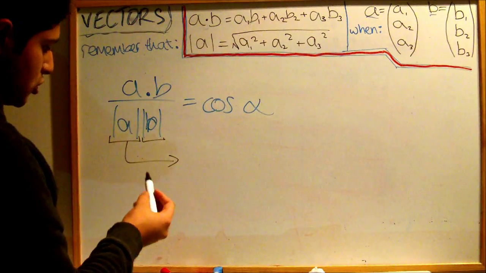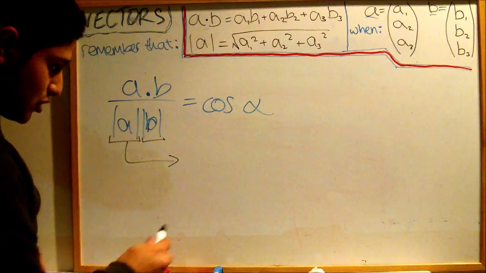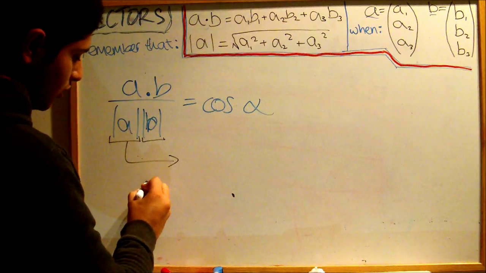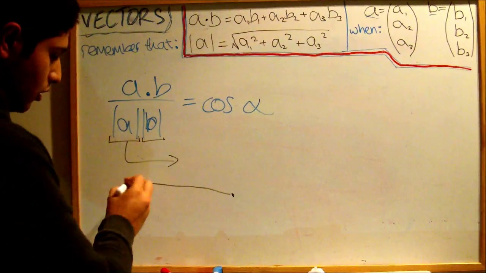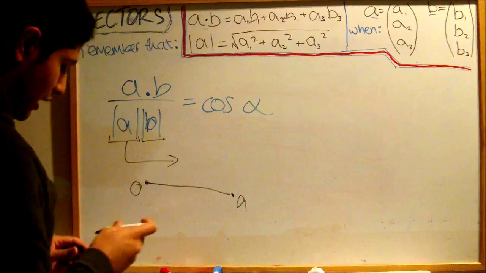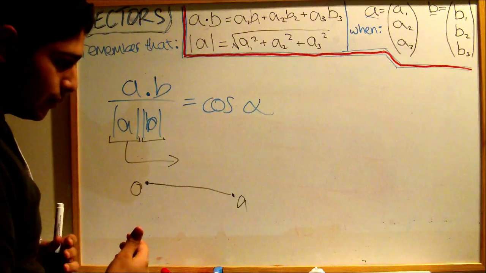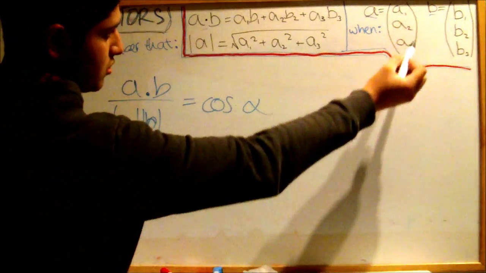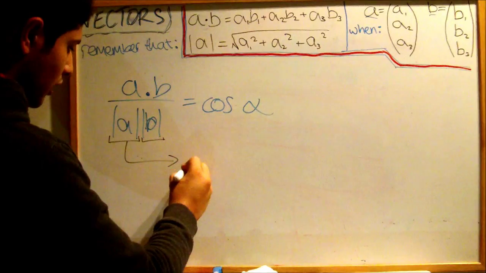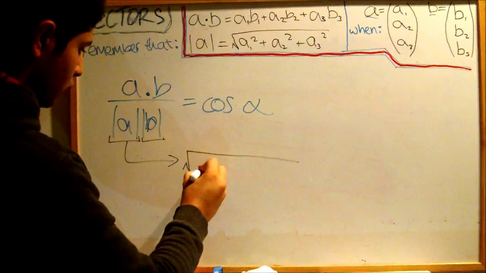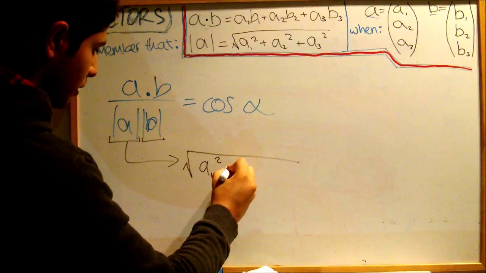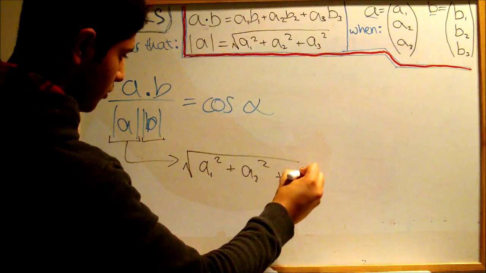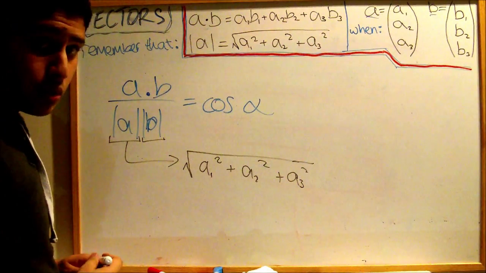Just quickly, if you're not sure, the modulus of a vector, let's use A for an example, is just the size of the vector. If the vector is a point, then the modulus is the length of the line between the origin and this point A. That's all modulus is. It's the magnitude of the vector. To calculate that, if we use this vector A1, A2, A3, the modulus would be root A1 squared plus A2 squared plus A3 squared. Pretty simple.